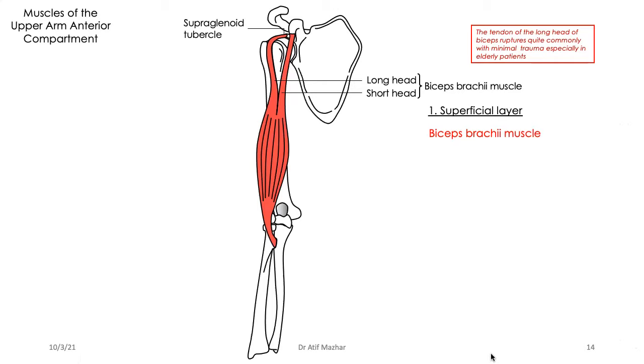So, can we see that supraglenoid tubercle? And then coracoid process. And down there, the tendon goes to the radial tuberosity. Are we good?